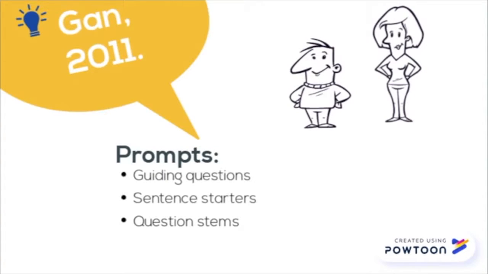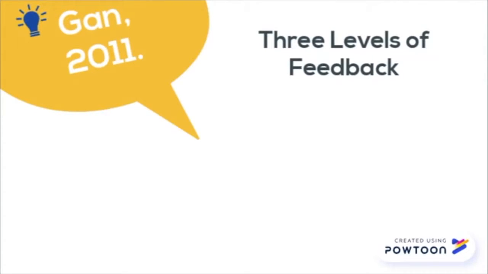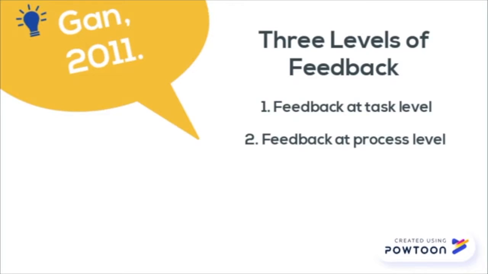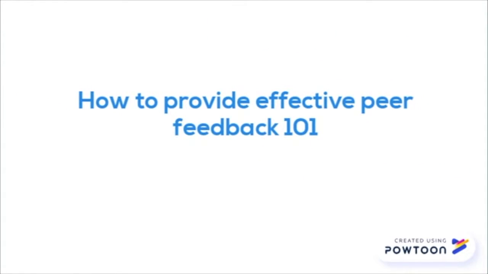These prompts include guiding questions, sentence starters, or question stems that provide cues, hints, suggestions, and reminders to help students adjust the task. Garn has also developed a rubric with guiding questions that are divided into 3 levels of feedback: feedback at task level, feedback at process level, and feedback at self-regulation level, to help students provide feedback that will target each specific level.